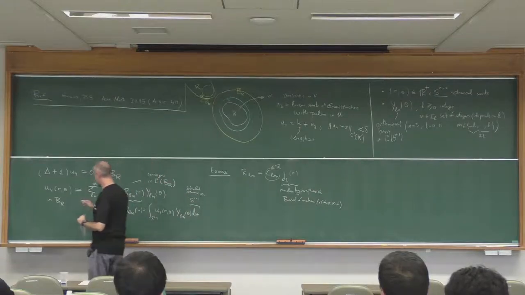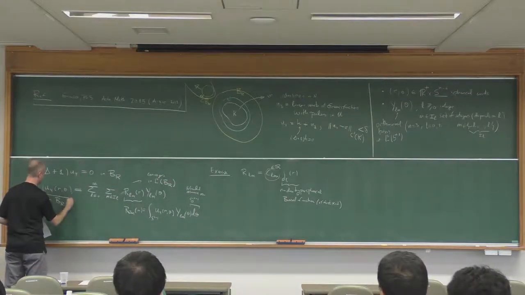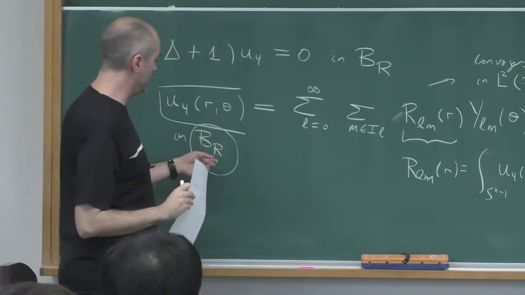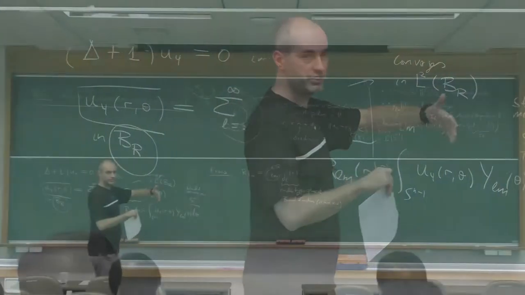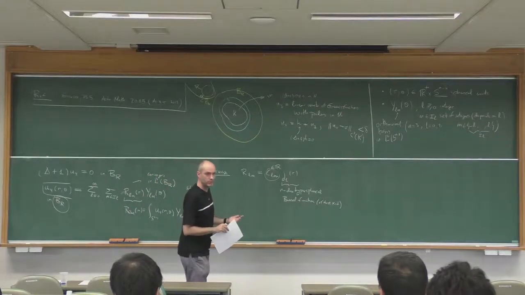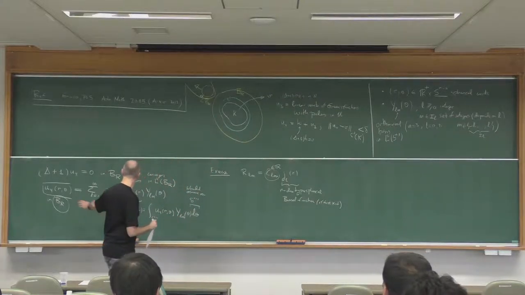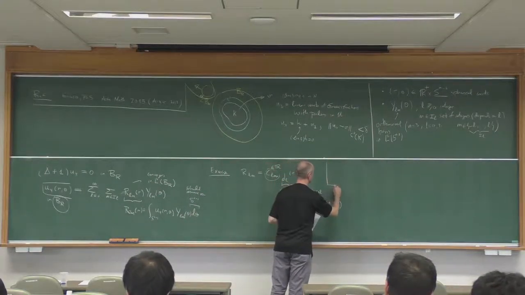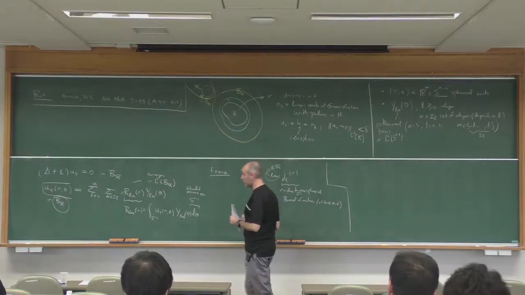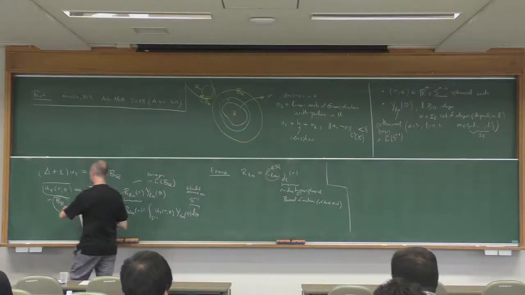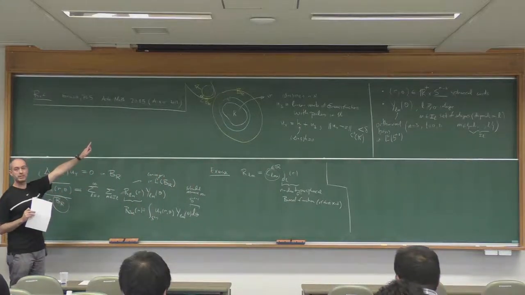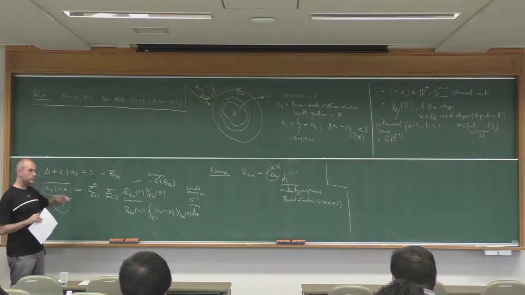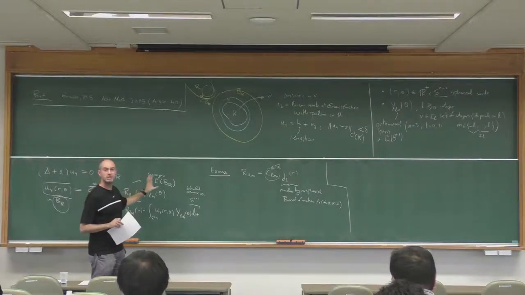So we see this representation of U4, which is of course good only on the ball. This is not global; it does not hold in the whole space. This is just on the ball. But this is enough for our purposes. This is why we wanted to push the singularities away from some ball, because we want to use this representation. Right?